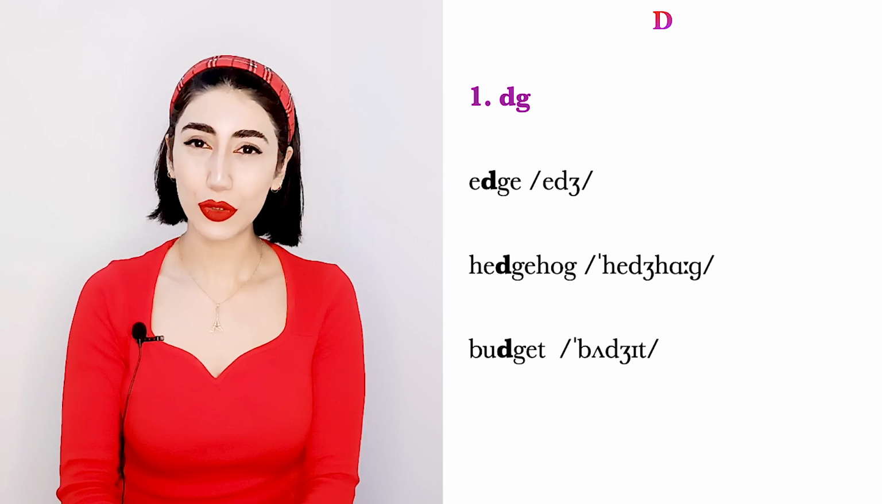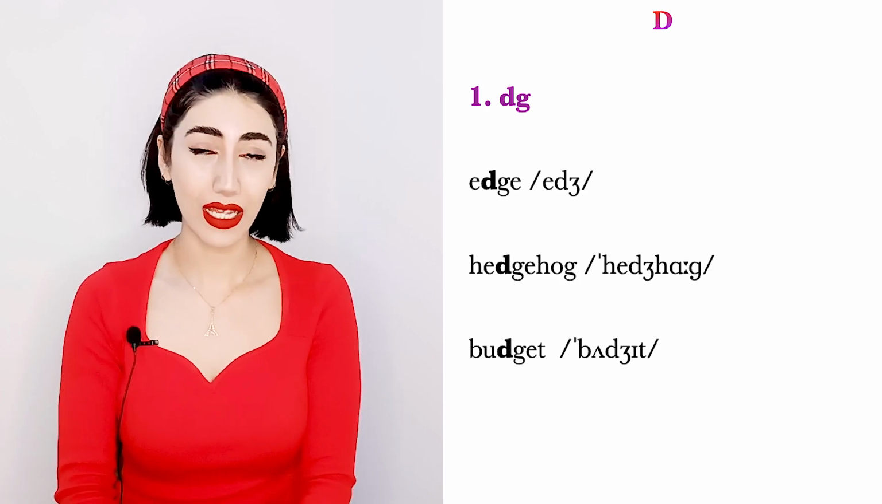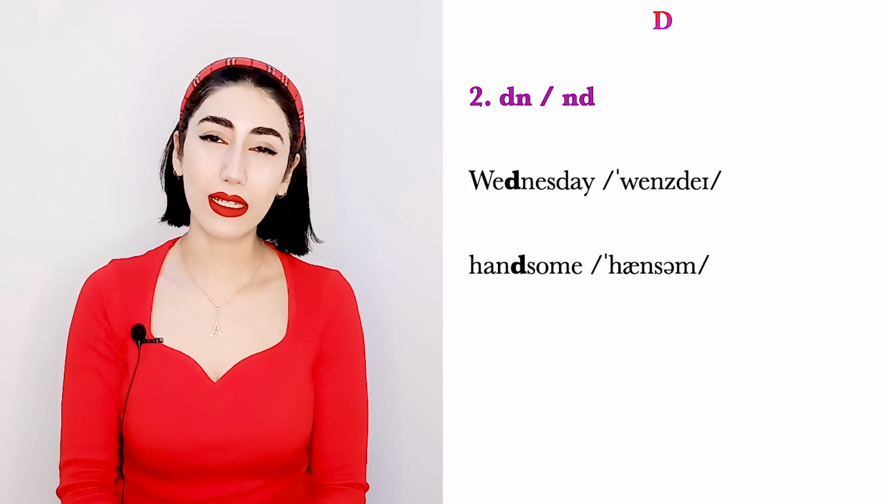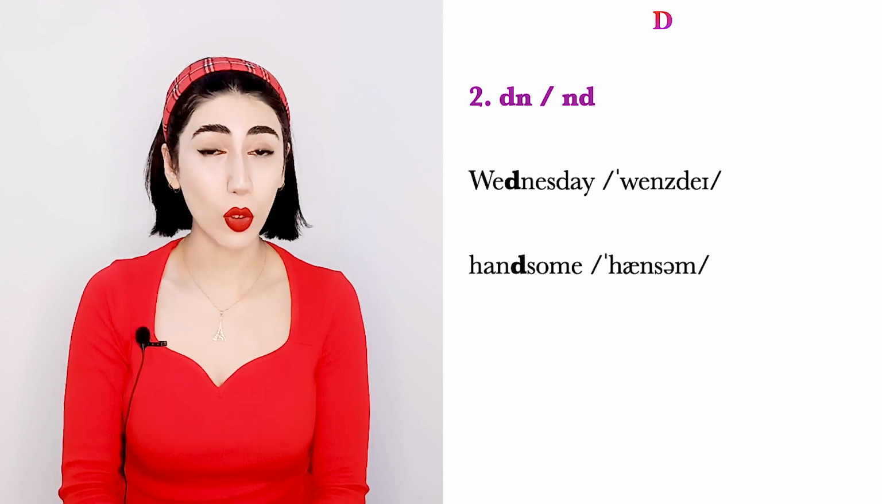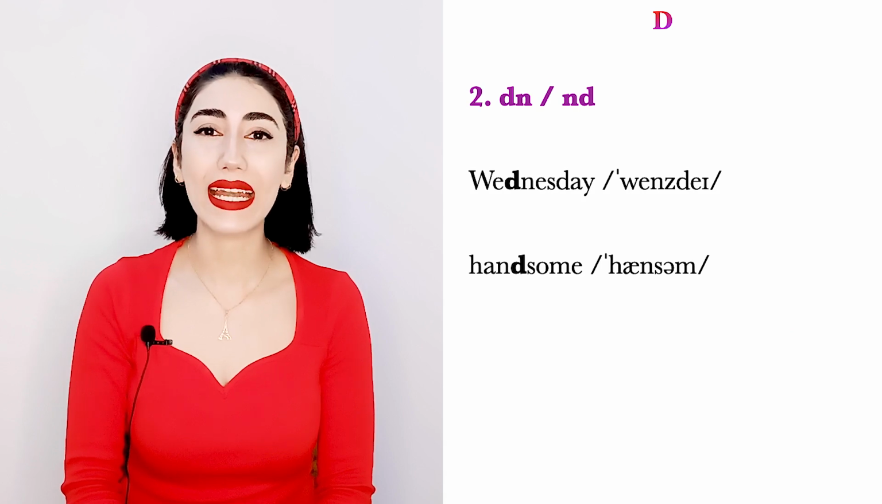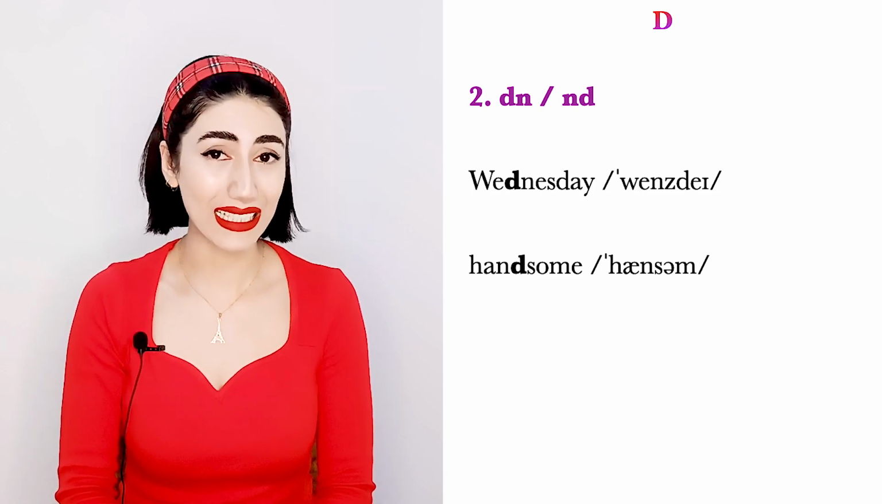D. Again, 2 situations. Mostly when we have DG, like in edge, hedgehog, and budget. And then sometimes when there is DN or ND. For example, Wednesday. Handsome, no hand, some, handsome.